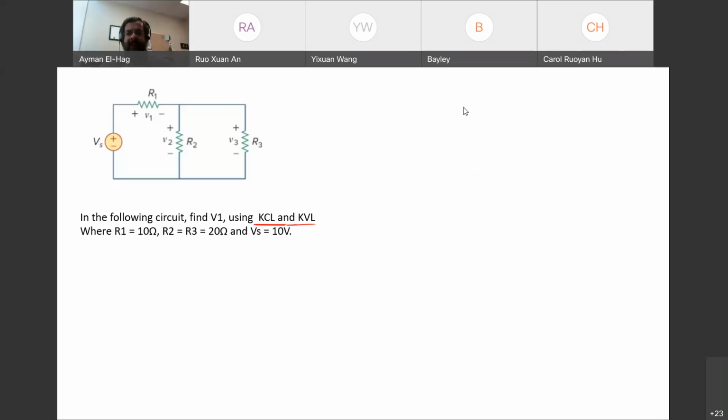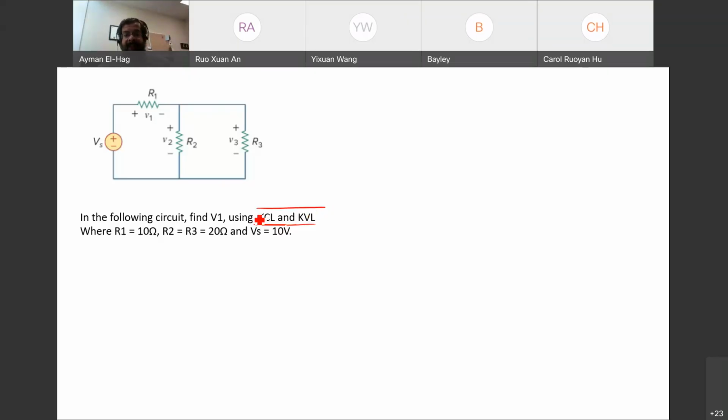So as I said, the objective today is to know how to approach the problem. The first thing that you need to look into is what is the technique that you are asked to use? Because if you use another technique, you will get 0 in the question. So pay attention. What is the technique you have to use? Here it says using KCL and KVL. This is the first thing in any question. You have to read carefully to see what is the technique that you are required to use.